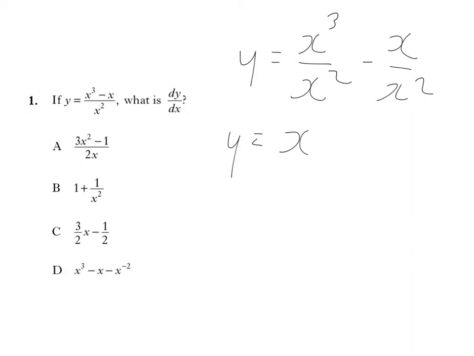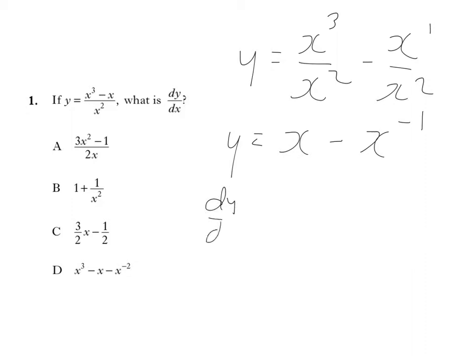So remember, for indices for division you subtract. So x cubed over x squared is x, and x over x squared is x to the minus 1, since the power up is 1, 1 take away 2 is minus 1.